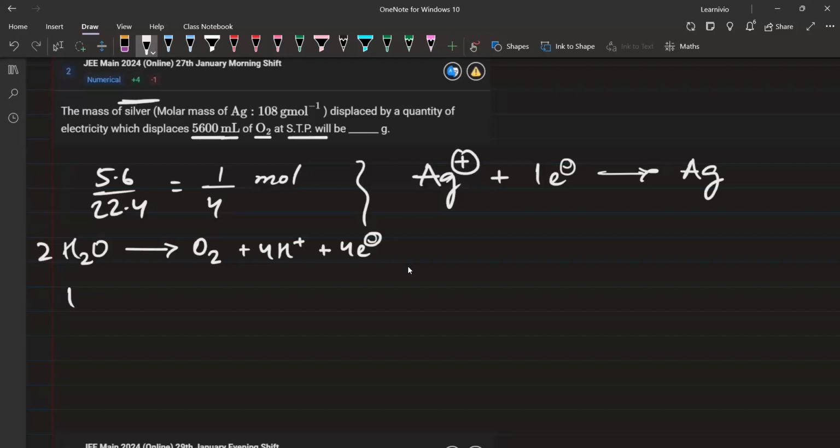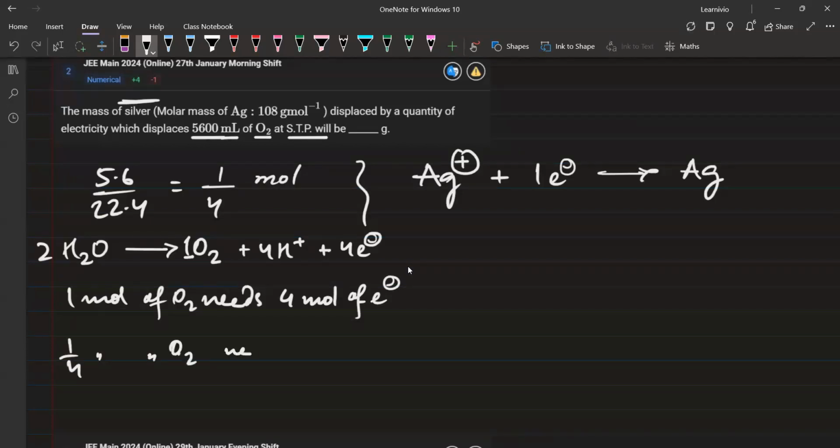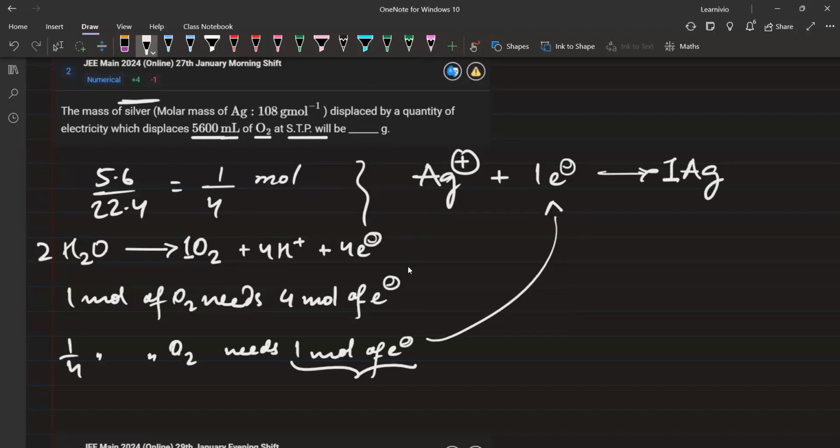So you can see that here we are getting 1 mole of O2, and 1 mole of O2 needs 4 moles of electron. That is why you can say 1 by 4 mole of O2 needs 1 mole of electron. And if we are using this 1 mole of electron here, then we will be getting 1 mole of Ag. See, the question is saying that we need the amount of electricity which displaces 5.6 liters of O2. What is 5.6 liters of O2? It is 1 by 4 moles.